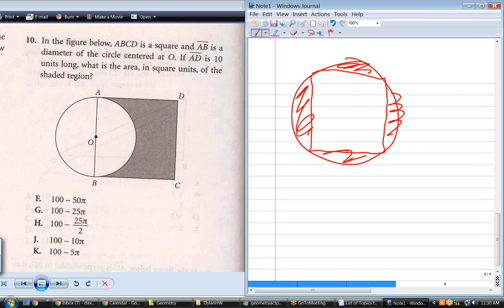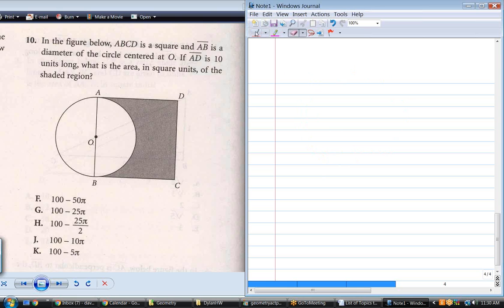So shaded region problems, understand, they're big on the ACT test. They give you a lot of them. They are definitely subtraction problems. Know that from the start.